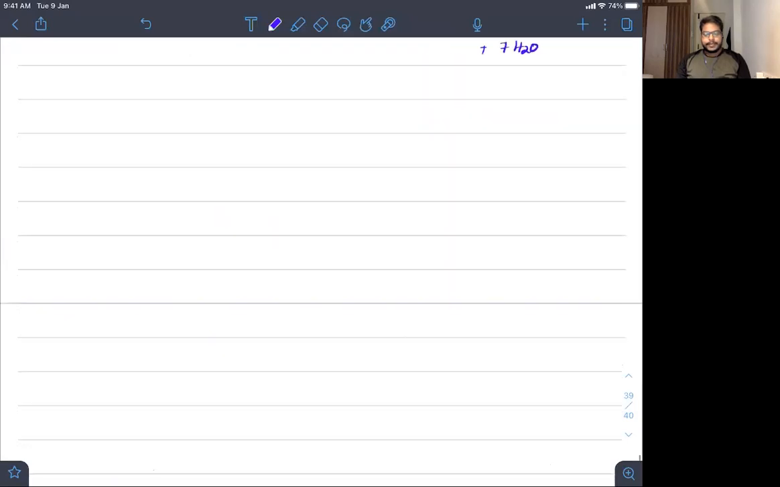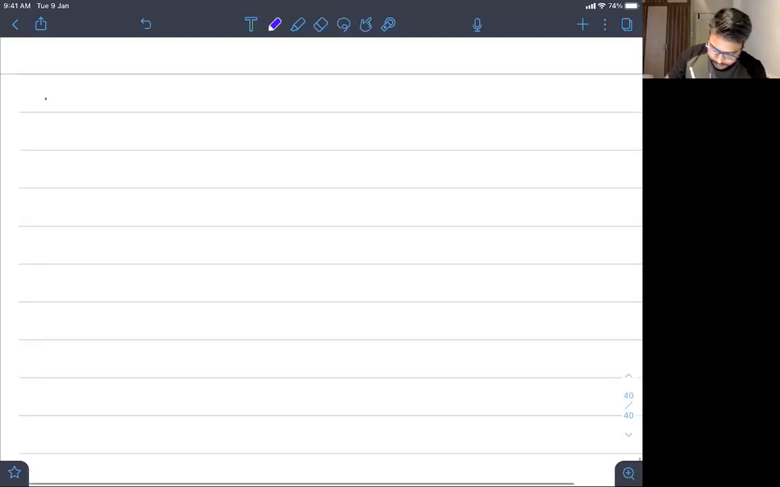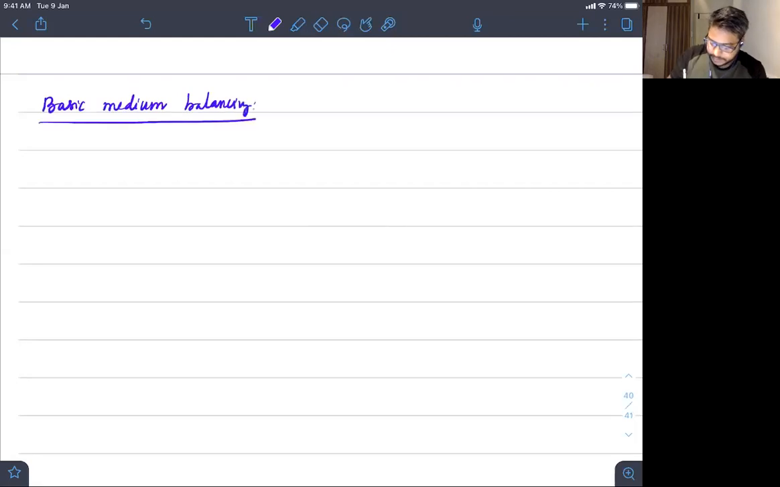Now let us see the similar reaction, but this time in basic medium. Basic medium balancing. Only the last step changes, beta, nothing else. Only the balancing of oxygen which we were doing, only there the change will come. Everything else, the way we have done it earlier, that is what you have to do.